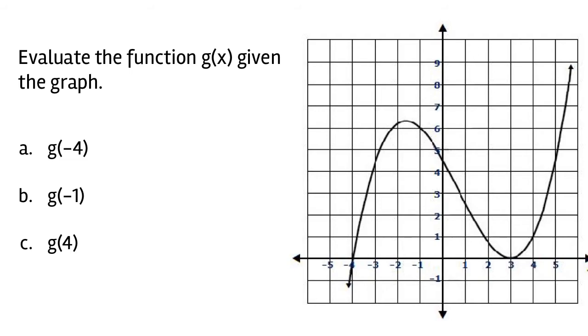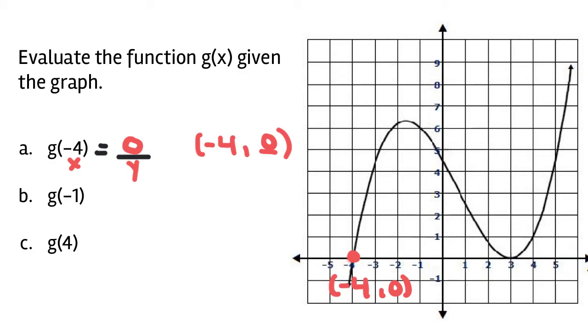For the next example, we're going through the same process, but now it's a g of x function. So if it's g of negative 4 equals what value? If I look, this means that x is negative 4 and y is what we don't know. So at negative 4, what is the y? And what I can see when I go to negative 4 on the x-axis, there's a point right here at negative 4, 0. So since it's negative 4, 0, g of negative 4 is 0.